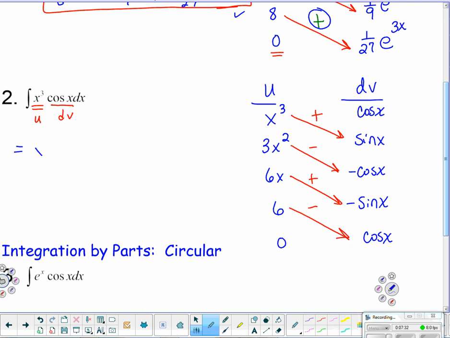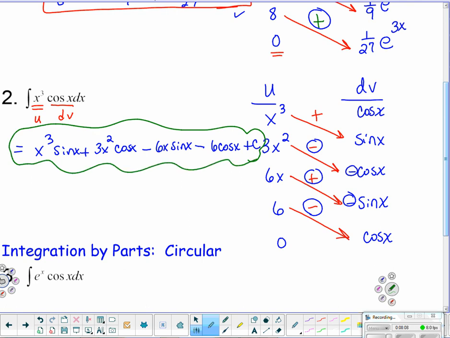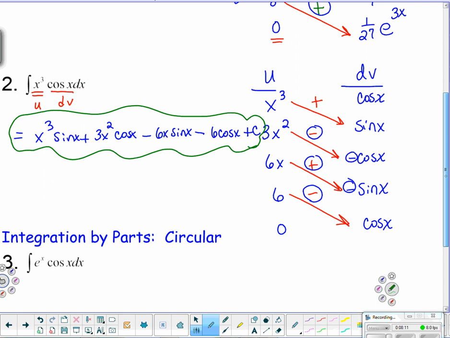So I've got a positive x cubed times sine x. Minus minus becomes plus. See where I picked up minus minus? So a negative times a negative gives me positive 3x squared cosine x. The next diagonal has a positive with a negative, so this will be minus 6x sine x. And another minus 6 cosine x. Finally, plus c. And see if I can identify my solution here. There is the integral for problem number 2.